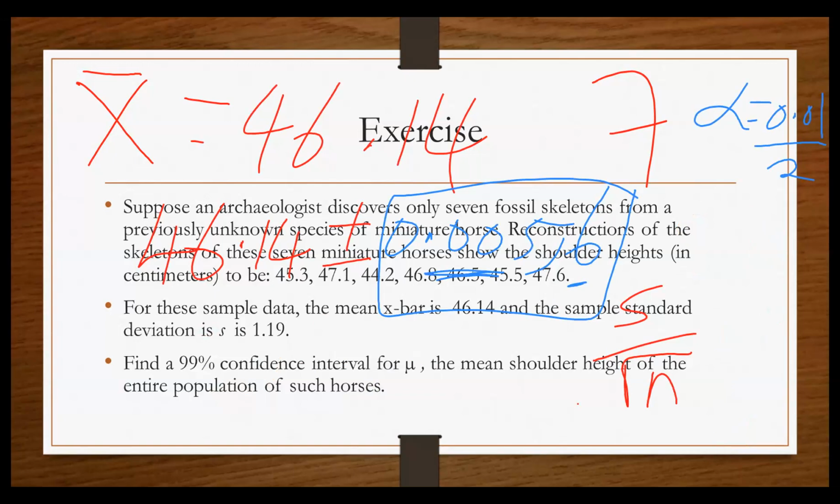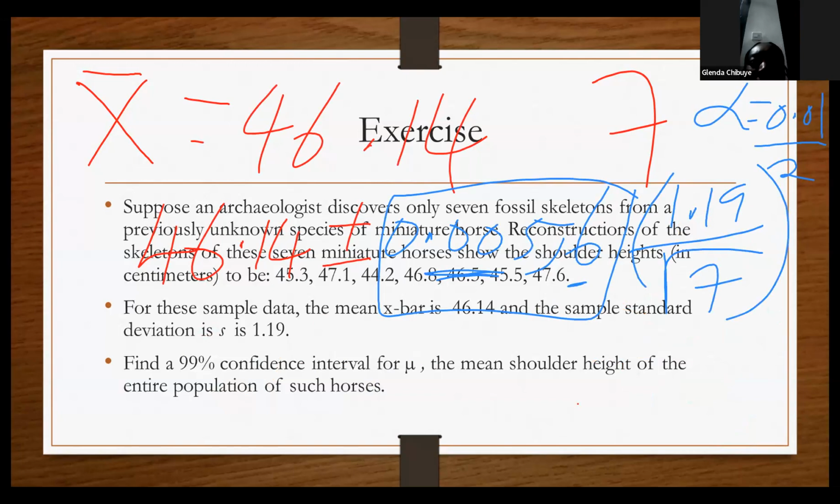That value to be multiplied by the standard deviation, which is 1.19 divided by the square root of what? Of 7. This is to be treated as one number. Oh, okay.